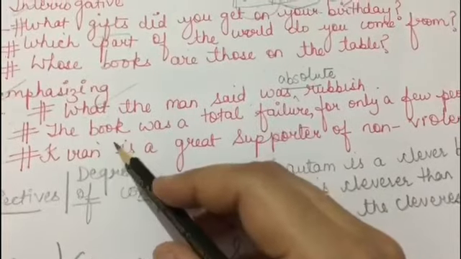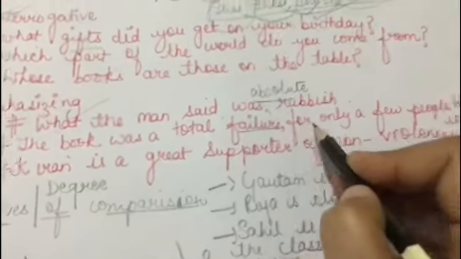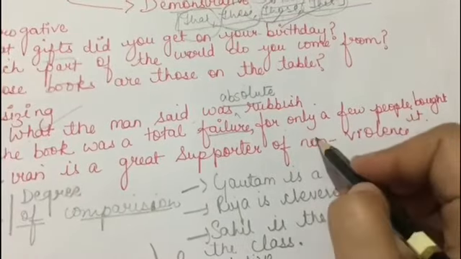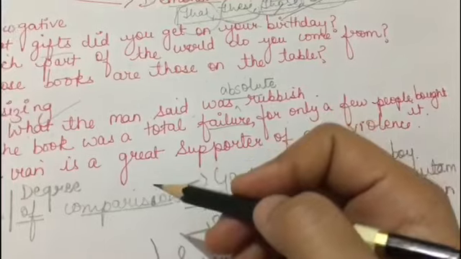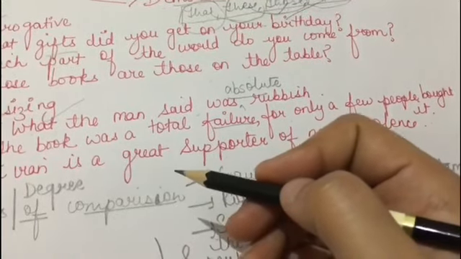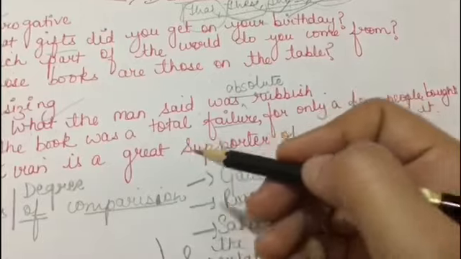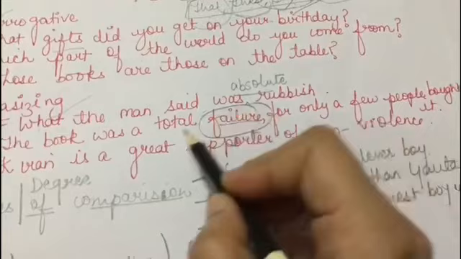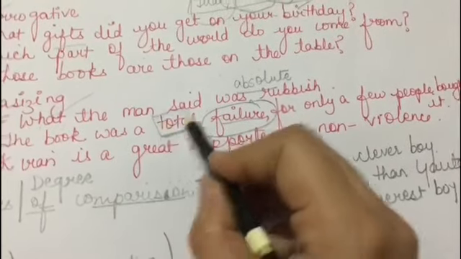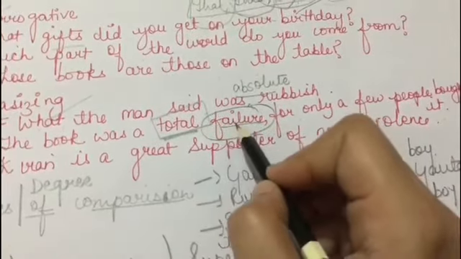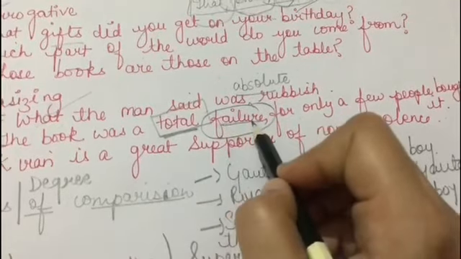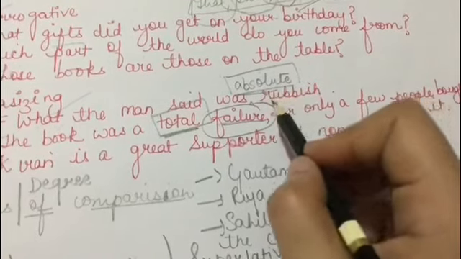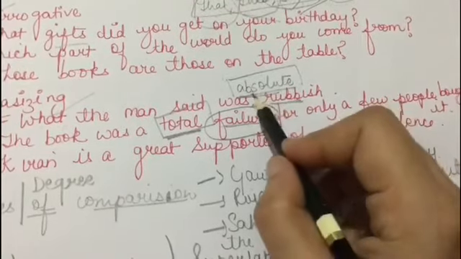And now looking at the second sentence, the book was a total failure for only a few people bought it. So in this case, total describes how great a failure the book was. It was not just a failure, but it was a total failure. So here the word total qualifies the noun failure. Okay, so here total is the emphasizing adjective because it is putting stress on this noun failure, and here absolute is the emphasizing adjective because it is putting more stress on this noun rubbish.